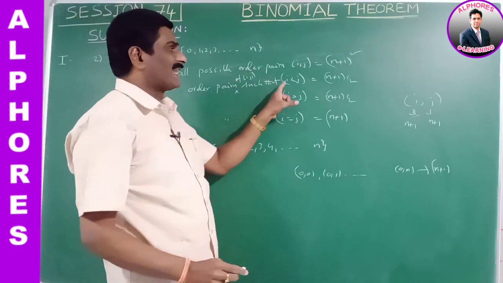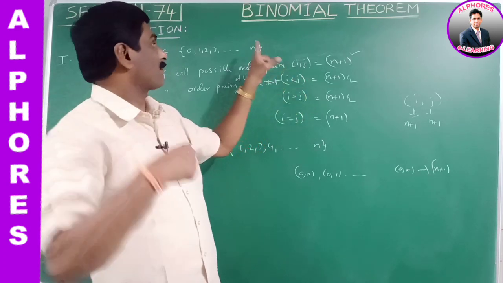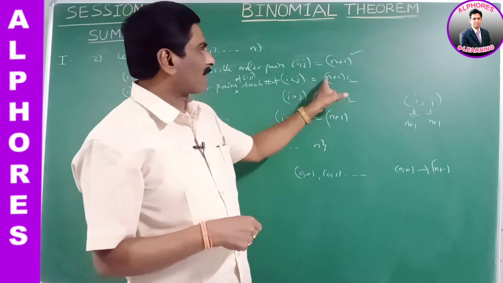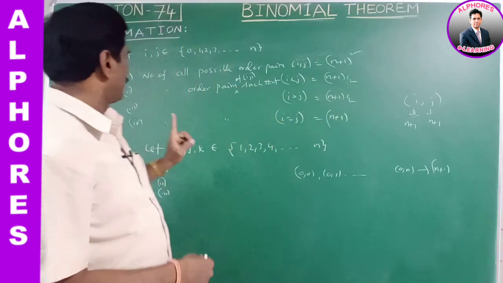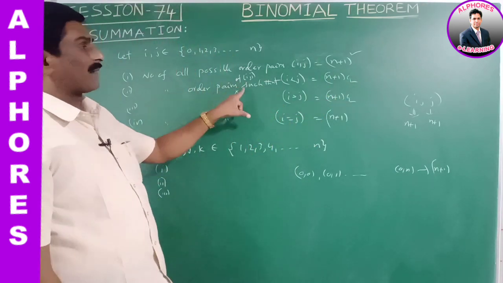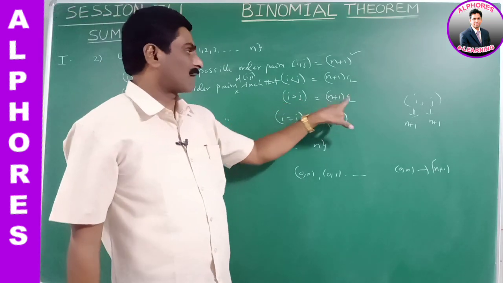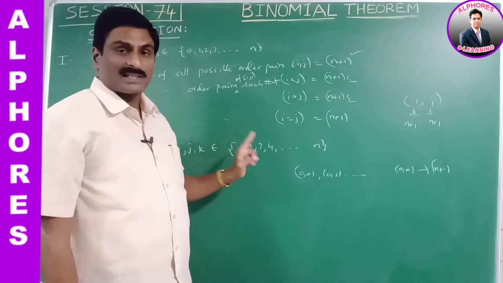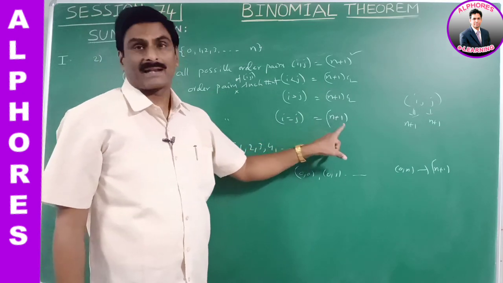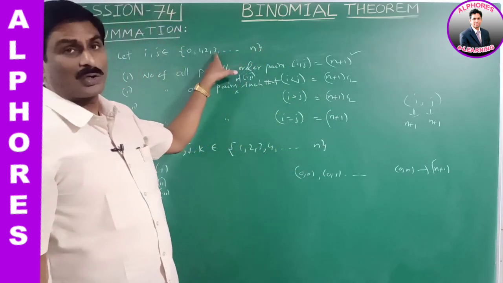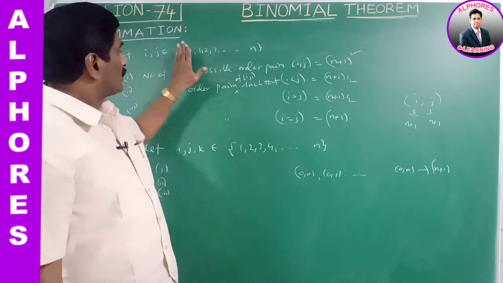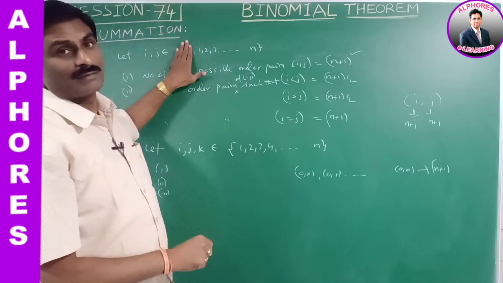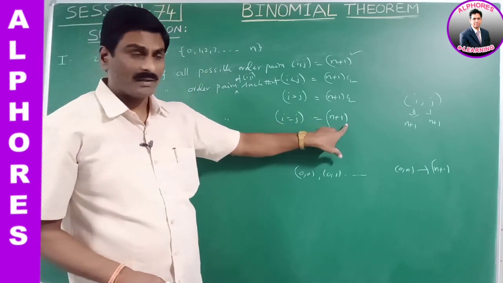Next, the number of ordered pairs (i, j) such that i < j is equal to: in the previous case the number of terms available is n, so nC2. In this case n plus 1 terms are available, so (n+1)C2. Next, the number of ordered pairs (i, j) such that i > j is equal to (n+1)C2. The number of ordered pairs (i, j) such that i is equal to j is equal to n plus 1. Number of terms available is n plus 1: 0 0, 1 1, 2 2, 3 3, so on n comma n. That means n plus 1 terms are available. Please note this value.